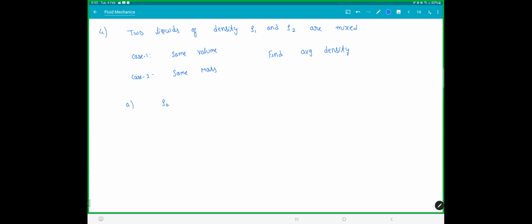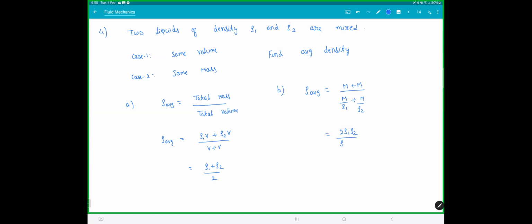So in the first case, rho average is nothing but total mass by total volume. Total mass will be rho 1 V plus rho 2 V, density into volume, divided by total volume, which is V plus V, which is (rho 1 plus rho 2) by 2. In the second case, the total mass, I'll take it as M each, and volume will be mass by density. We get 2 rho 1 rho 2 by (rho 1 plus rho 2). Clear?